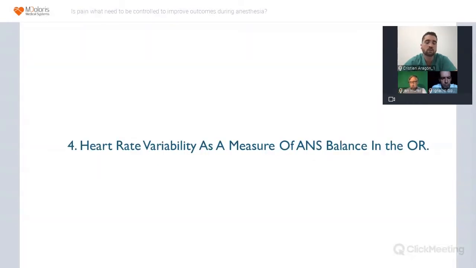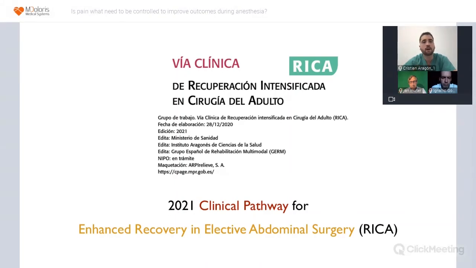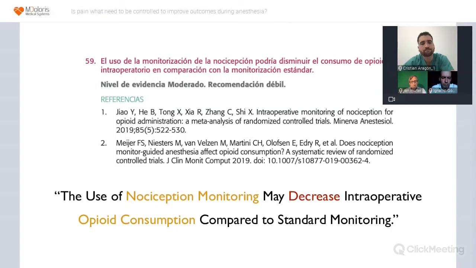Lastly, we are going to see some clinical cases and some practical issues of the use of this monitor in the operating room. In this regard, a new clinical pathway has recently been published in Spain about enhanced recovery in adult surgery, named RICA guidelines. As I show you here, it suggested that the use of a nociception monitor may decrease intraoperative opioid consumption compared to standard monitoring with blood pressure and heart rate.